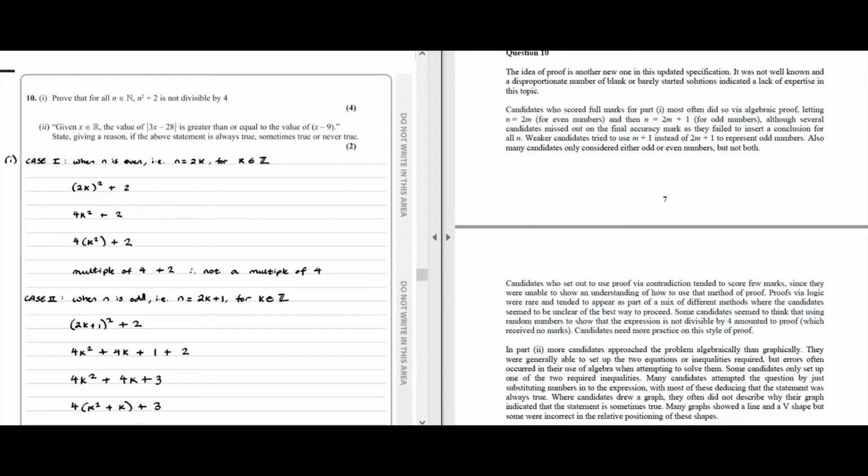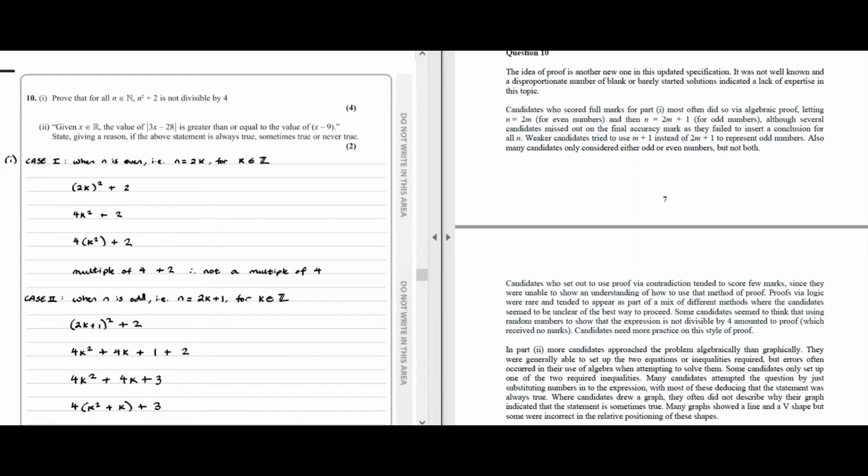Weaker candidates tried to use m plus 1 instead of 2m plus 1 to represent odd numbers, and that's a GCSE mistake, although many candidates only consider either odd or even numbers but not both. Candidates who set out to use proof via contradiction tended to score few marks since they were unable to show understanding of how to use that method of proof. Proofs via logic were rare and tended to appear as part of a mix of different methods where the candidates seemed to be unclear of the best way to proceed.